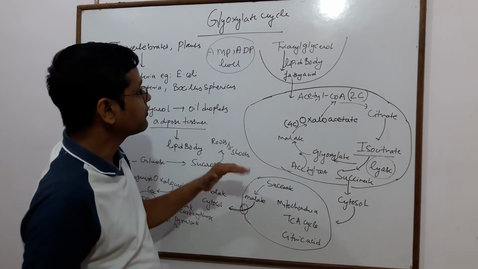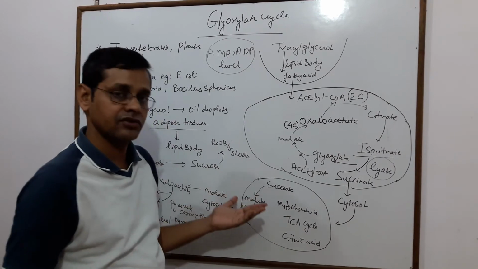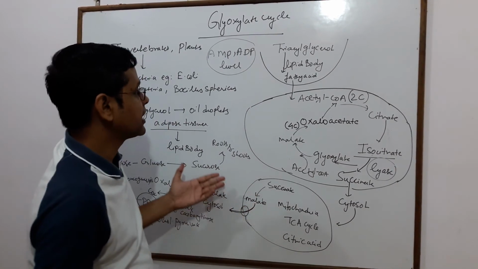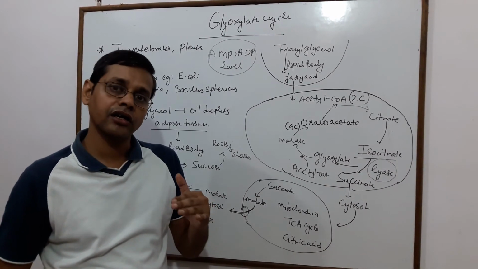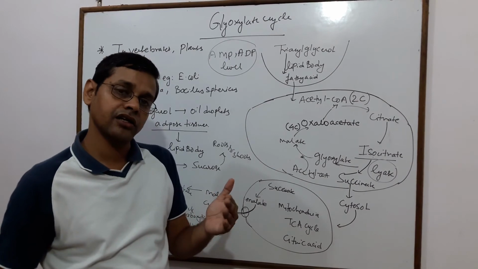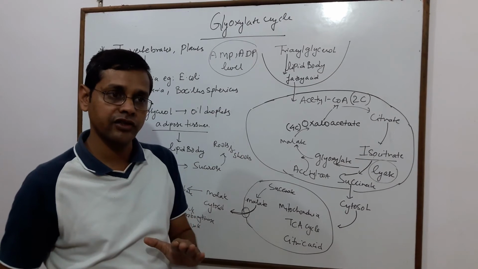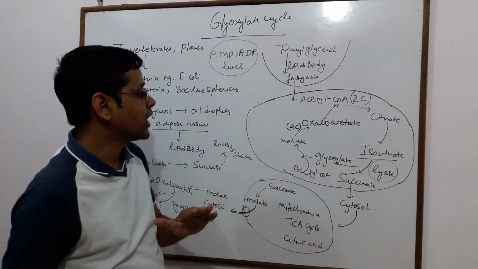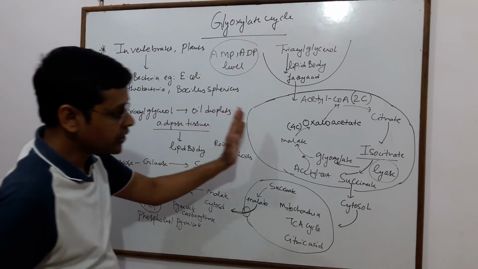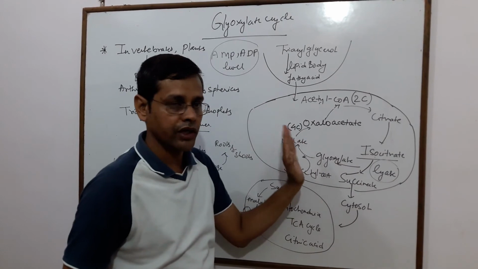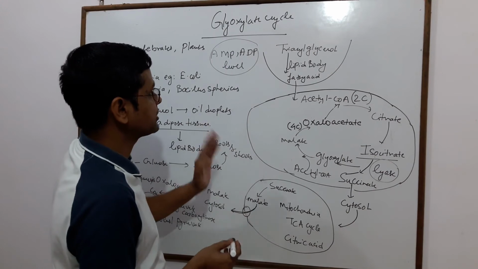Conversely, if these intermediates are not accumulated, then it is not an energy depletion state. It means the cell has enough energy. So in case of plants, or in case of invertebrates, there is no need to run this cycle, okay. So this is all about the glyoxylate cycle.